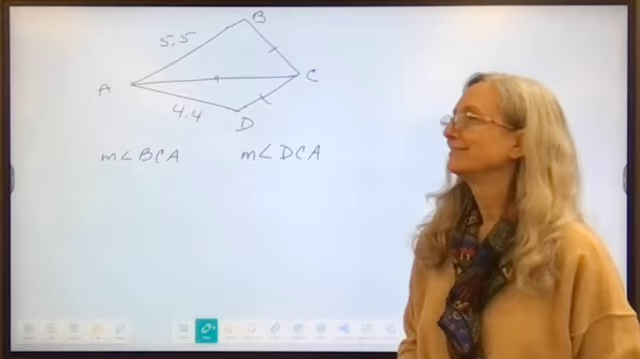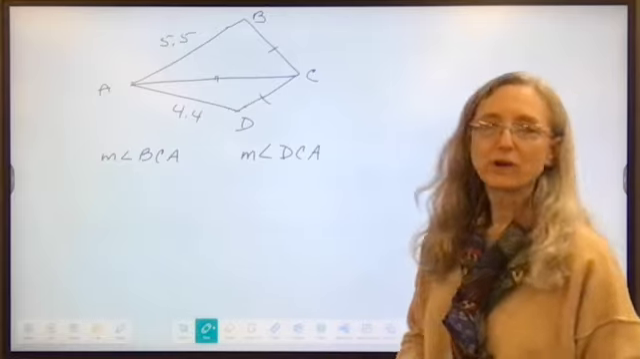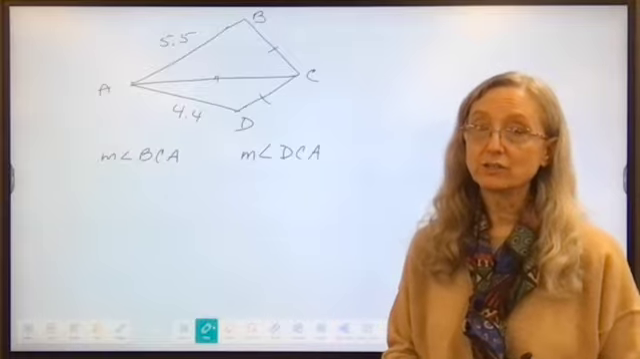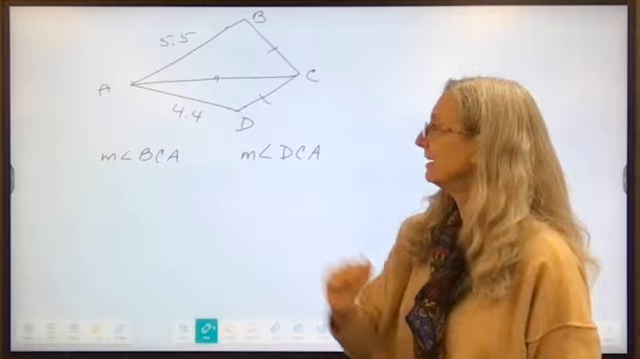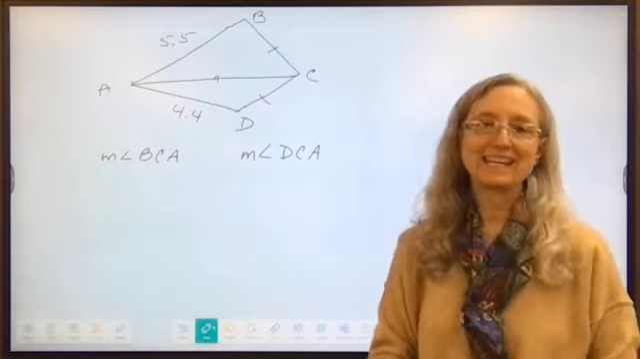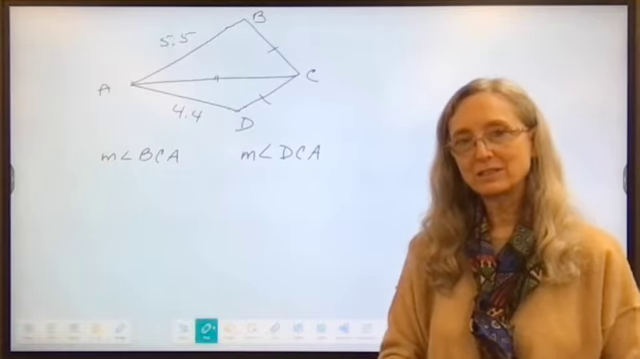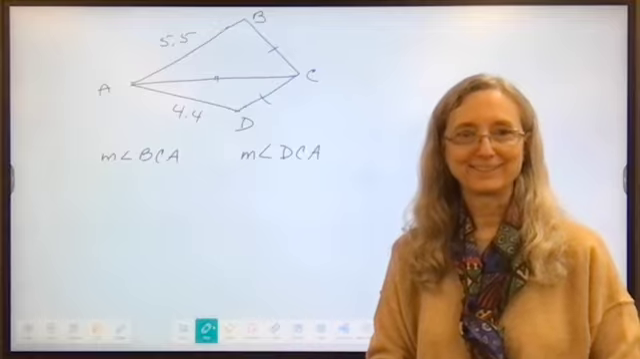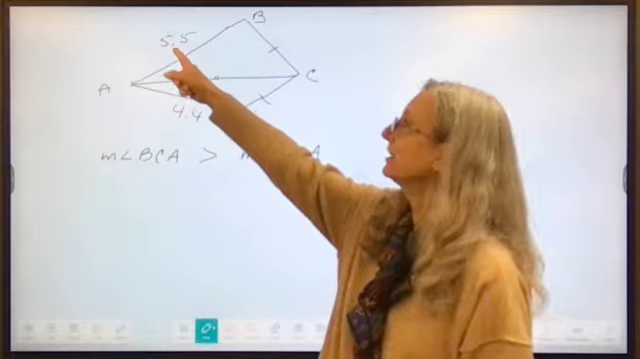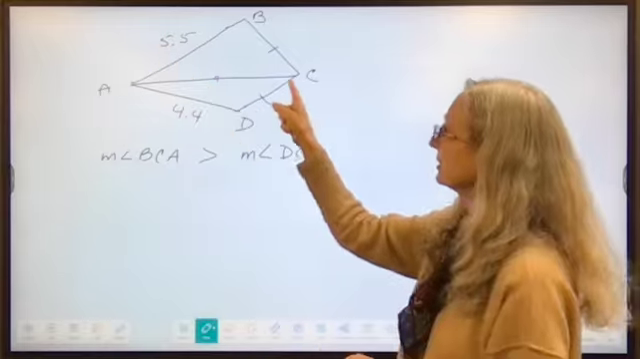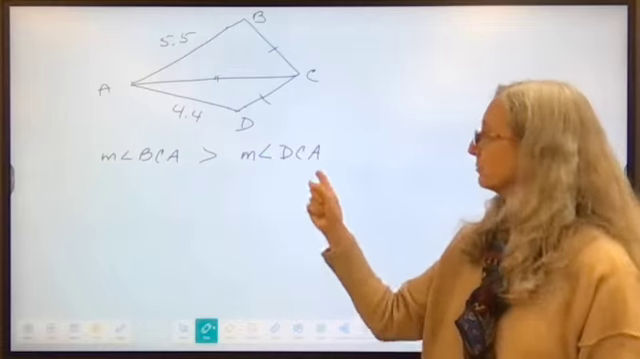Another one, I have these two triangles using the hinge theorem. Can you tell me the relationship between the measure of angle BCA and the measure of angle DCA? Notice how everything's marked. What do you think? BCA has to be greater because the side across from it is longer than the side across from DCA.